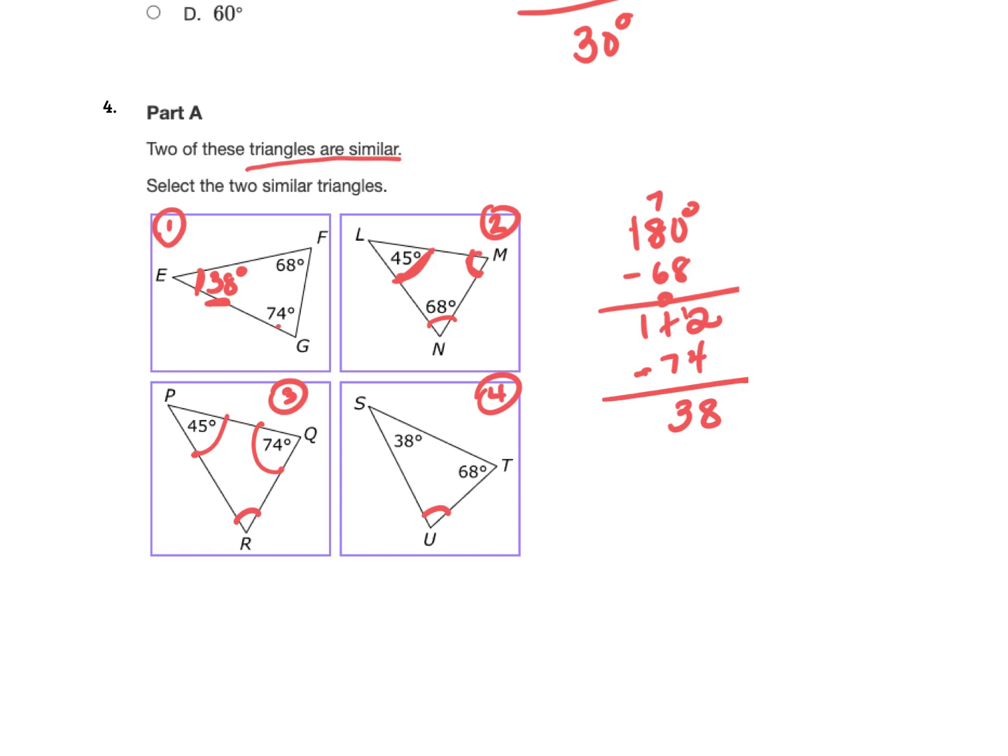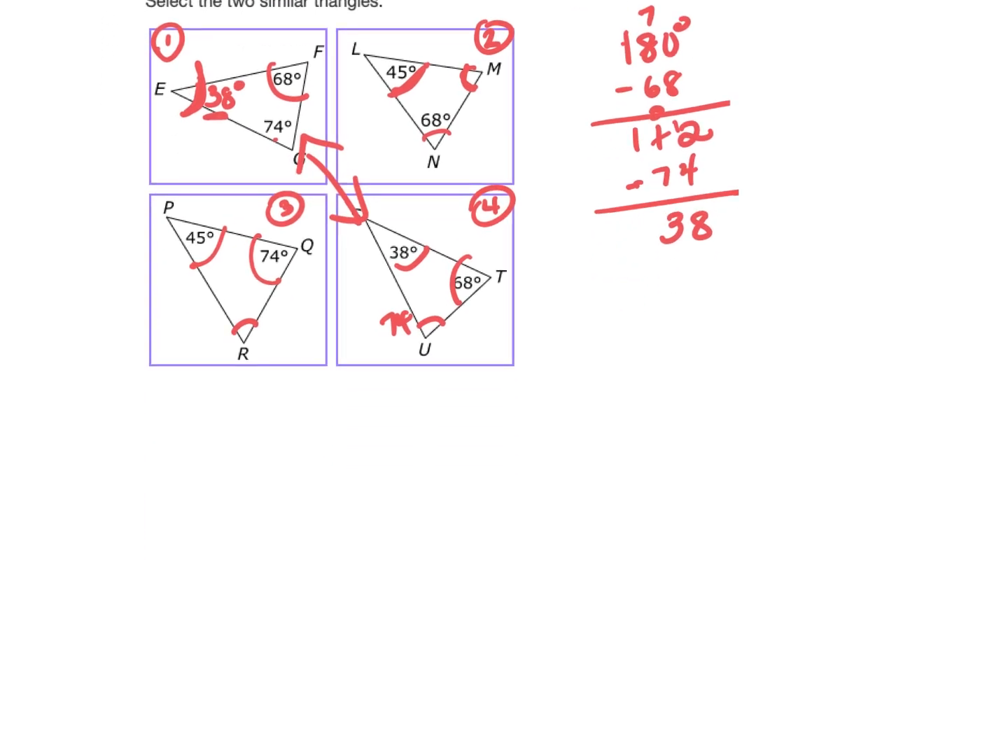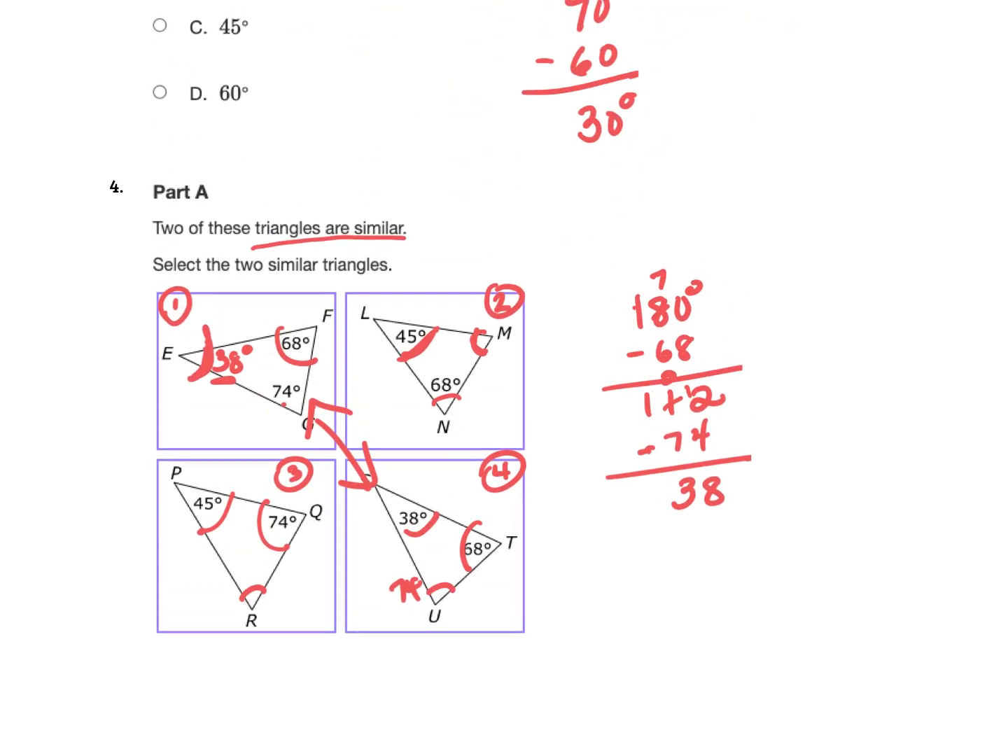But if you see here, triangle number 4, I have a 38-degree angle, I have a 68-degree angle, so therefore, and this is an angle symbol, not a 1, this means this is 74 degrees. So 1 and 4 are my two triangles that are similar. Okay, turn it over.